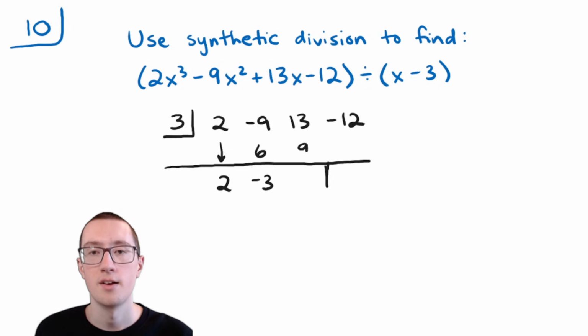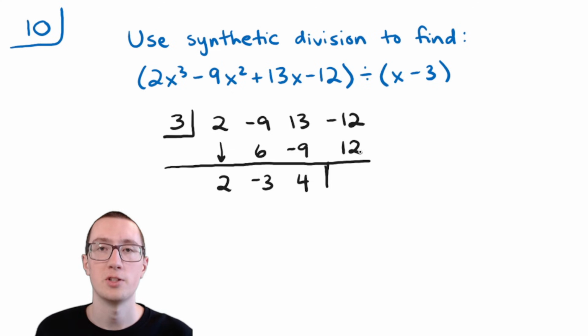Then we have 3 times negative 3. 3 times 3 is 9. And the minus sign stays. 13 minus 9 is 4. 3 times 4 is 12. And then negative 12 plus 12, those cancel out and give you 0. So this is going to be what we use to write our final answer here.